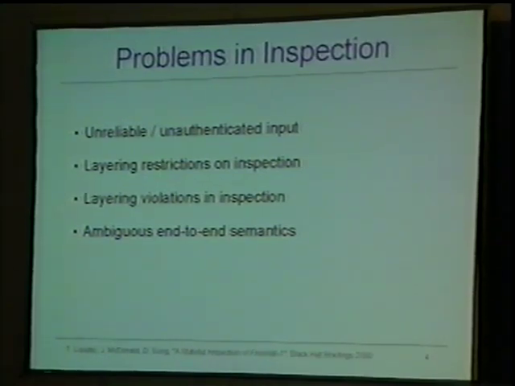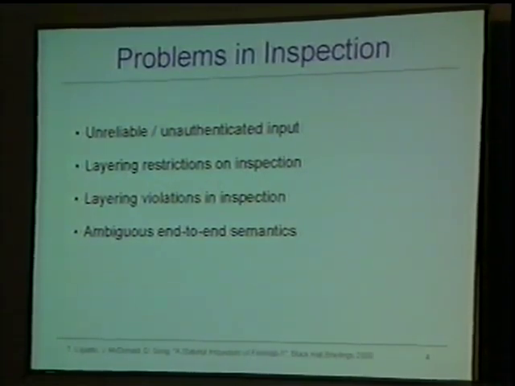The second is layering restrictions on inspection. Because of the way that the network protocol stack is architected, you have certain abstraction layers which you really shouldn't violate if you want to stay within the spec, and sometimes that limits what you can filter on. Layering violations in inspection is sort of the inverse problem, where when you do violate these abstraction layers, you cause problems for yourself because you look at things out of context, and we'll examine that also.